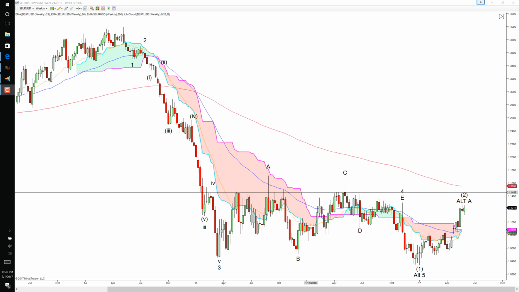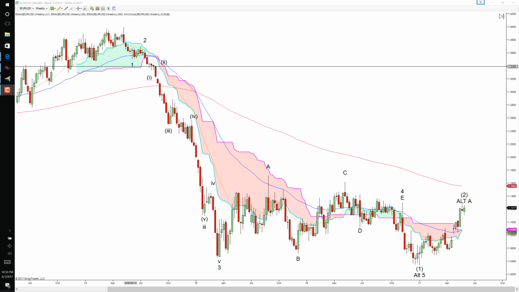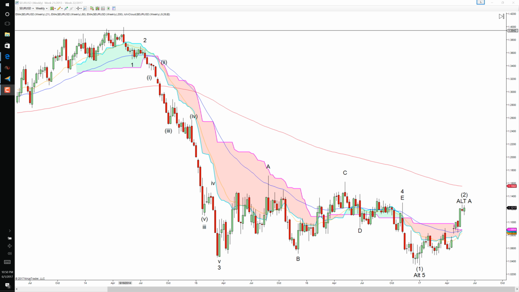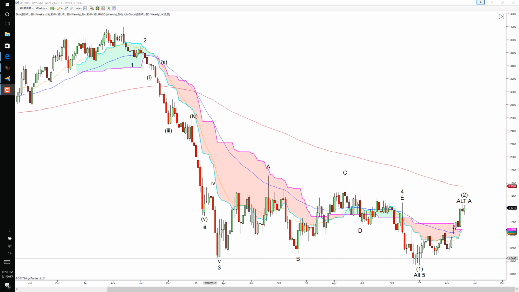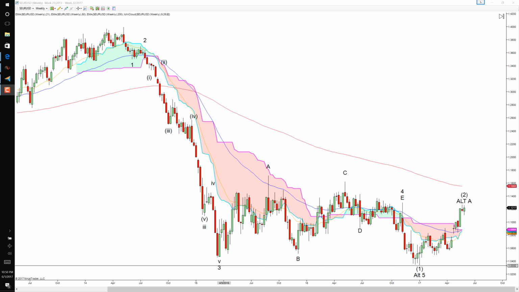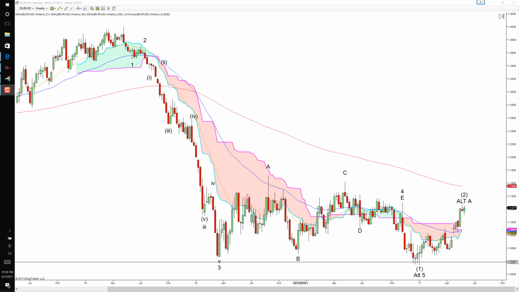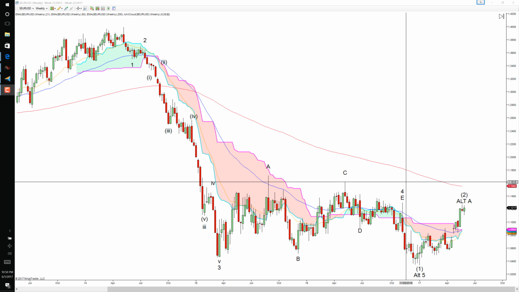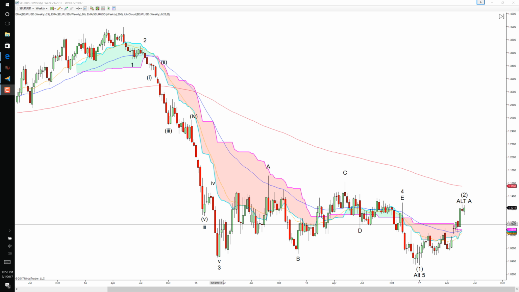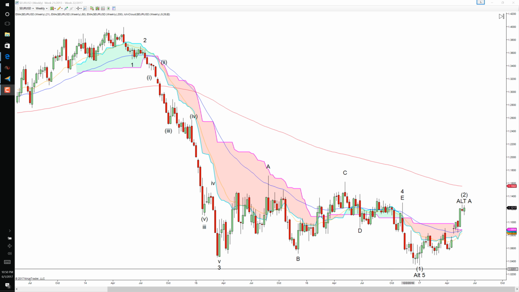And I want to give some primary counts and some alternate counts starting with the weekly. So from here, you basically can count 1, 2, then a 1, 2, 3, 4, 5, a 3, a 4, and then a 5 for a larger 3. Clearly you can see that this is a triangle. This is the A, this is the B, C, D, and E for 4. It can also be a B. This can be an X here, and this can be A, B, and then you have a 1, 2, which is a different alternative count.